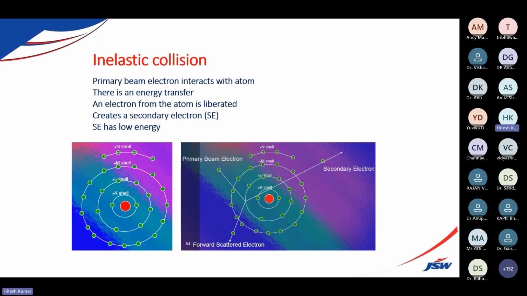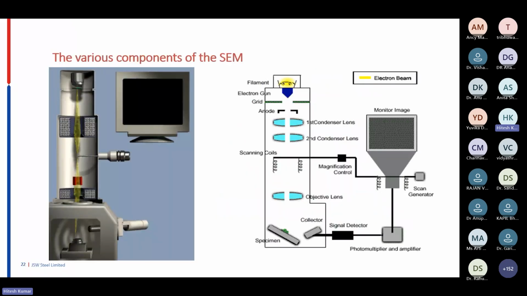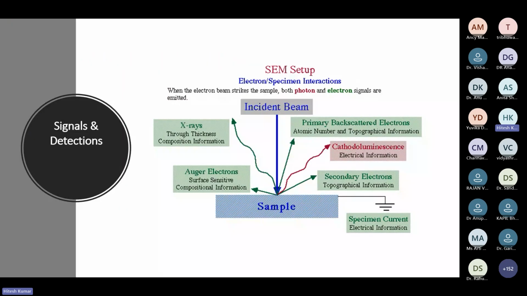Let's take an example. If you want to see the grain structure of your material, you can go for the secondary electrons. Let's suppose you take steel which has two different phases, and you just want to see the grain structure of your sample. For that, you can go for the secondary electrons. You want to see what the grain size is and how the grains look. That can be done with the help of secondary electrons.